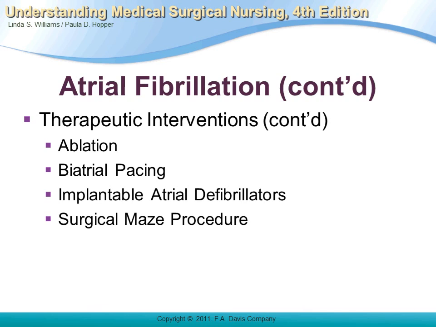Another therapeutic intervention is an ablation. Atrial fibrillation is caused by multiple different foci, or areas on the atria, telling the atria to contract, and it doesn't because it is getting all these mixed signals. So we could ablate the area that's telling the atria to contract. We can also do pacing or biatrial pacing, where we put a device on the patient's chest that tells the atria when to contract. We can do an implantable atrial defibrillator, same thing, or a surgical maze procedure.